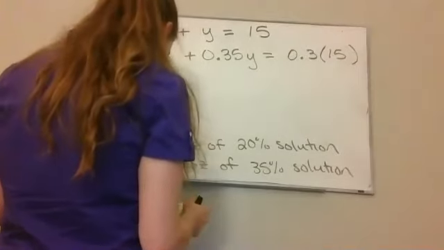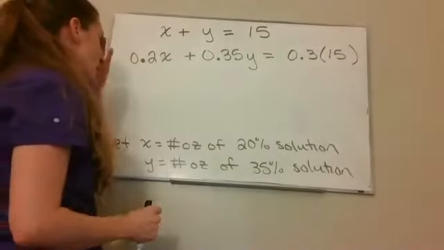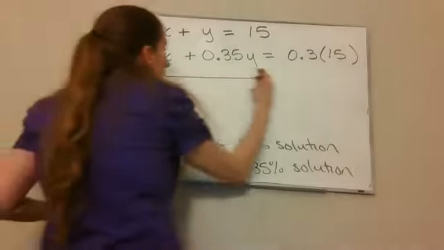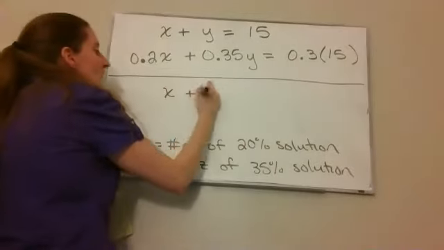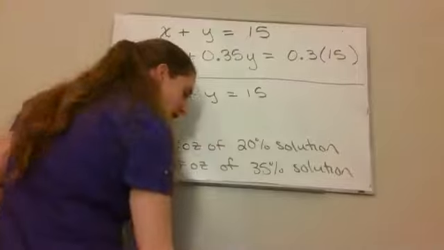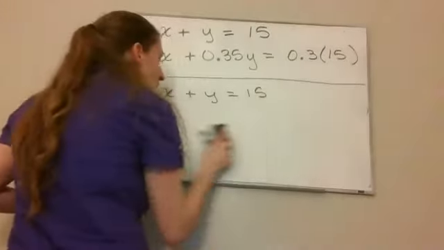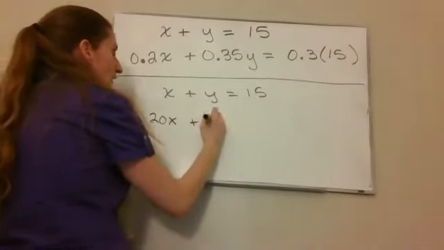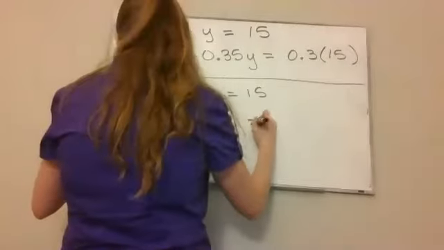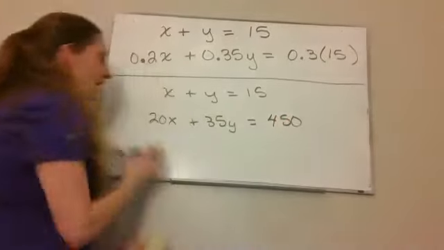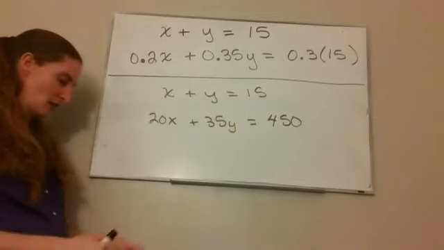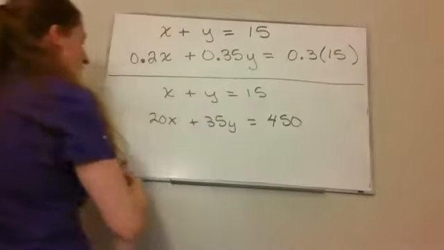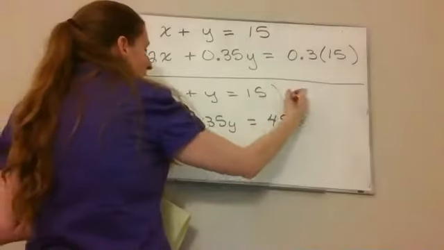So the first thing that I would do on this is get rid of all of these decimals, and I can do that by multiplying the bottom equation by 100. My top equation is still x plus y equals 15. Now if I multiply my bottom equation by 100, I will get 20x plus 35y is equal to 450. And now I have a nice system to solve here. I'm going to solve it using elimination just because I happen to prefer elimination. And let's eliminate our x's.